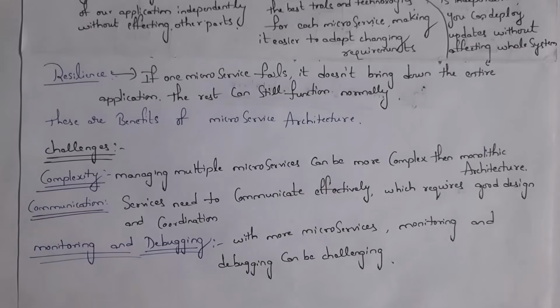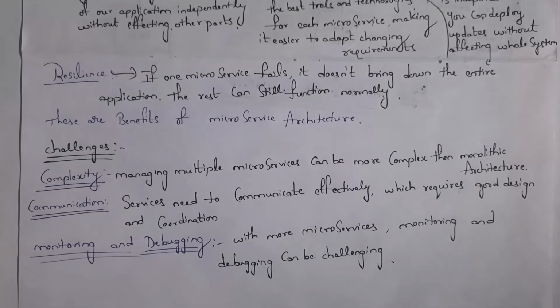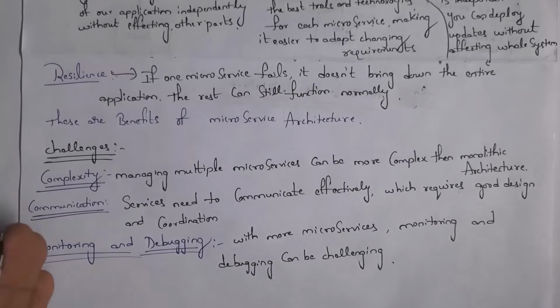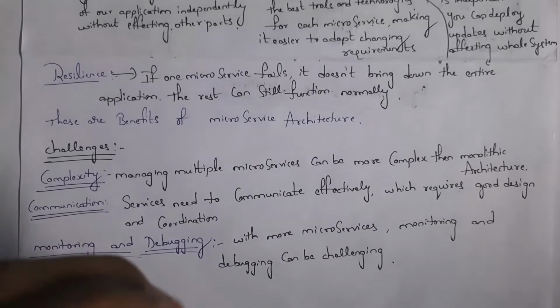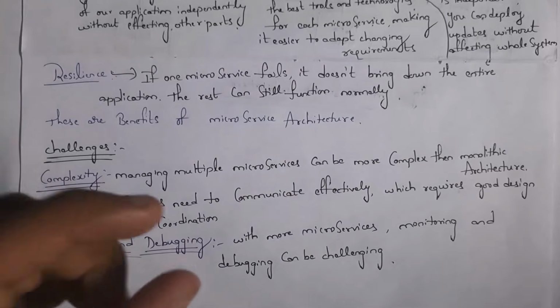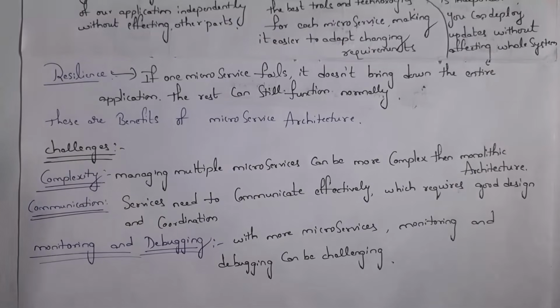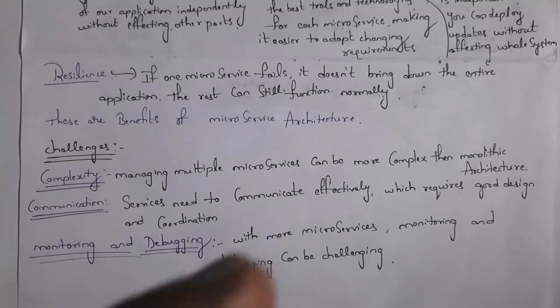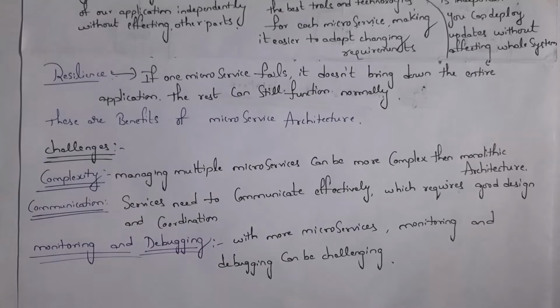And next one is communication. If you want to develop any application using microservice architecture, then all employees must communicate with each other efficiently. Otherwise, you cannot design a good application. And third one is monitoring and debugging. As we know, each microservice is stored in one particular location. So monitoring that application as well as finding errors in that application is very tough. These are the disadvantages of microservice architecture.